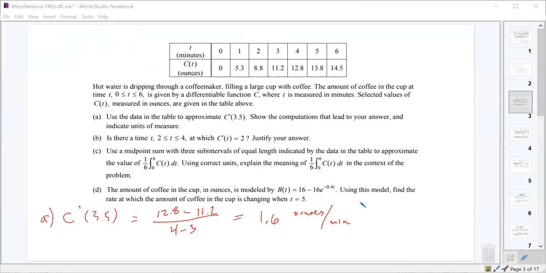And they gave you 2 points, 1 for 1.6 and 1 for the correct units of ounces per minute. Any questions there on part A?